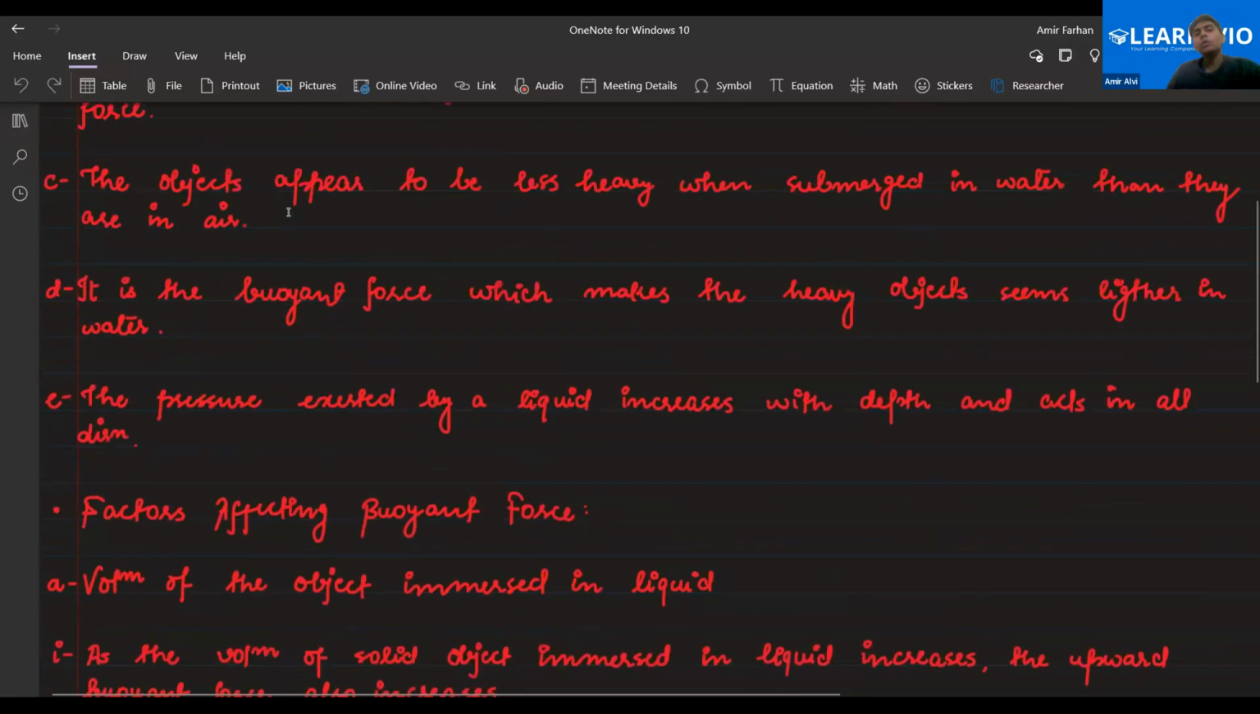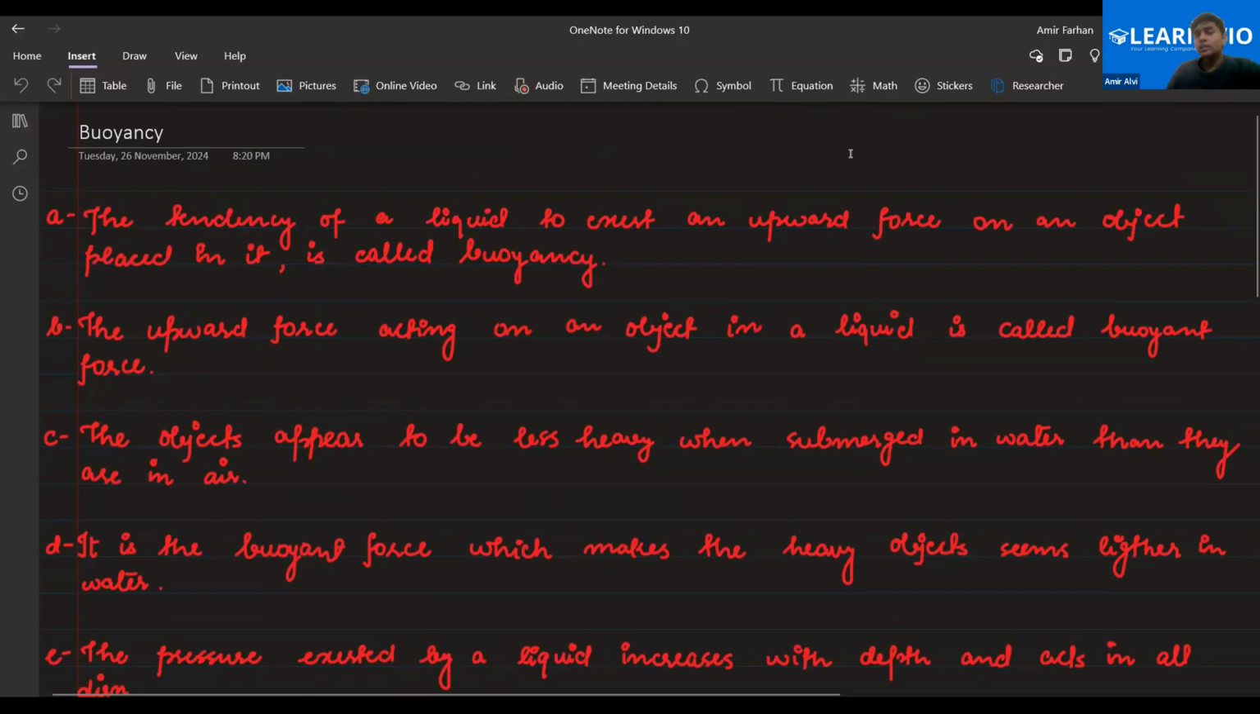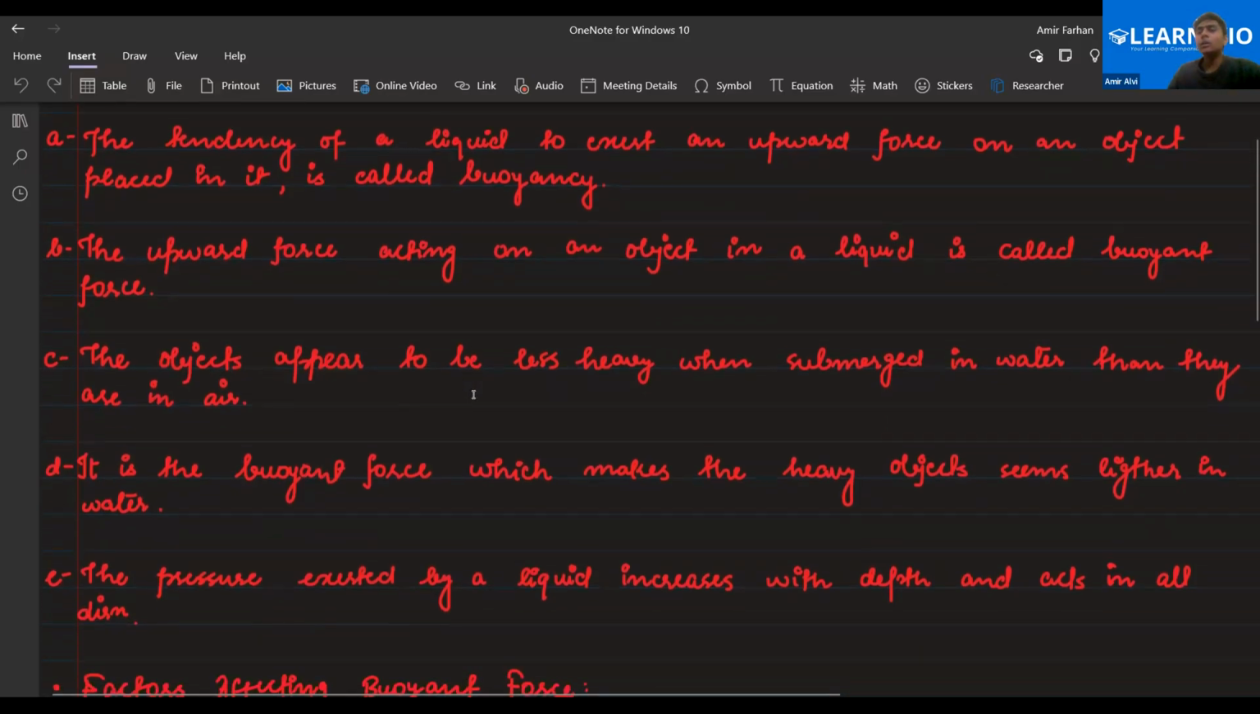Now let's talk about buoyancy. There is an upthrust, or upward force, exerted by the water when a body is submerged in it. That is called buoyant force. The tendency of a liquid to exert an upward force on an object placed in it is called buoyancy, and the force acting on the body is called buoyant force. When the body is submerged in water, it appears less heavy. It means the weight is reduced compared to the actual weight, due to the upward force acting on it, which cancels some magnitude of the weight. So that's why the object appears less heavy.